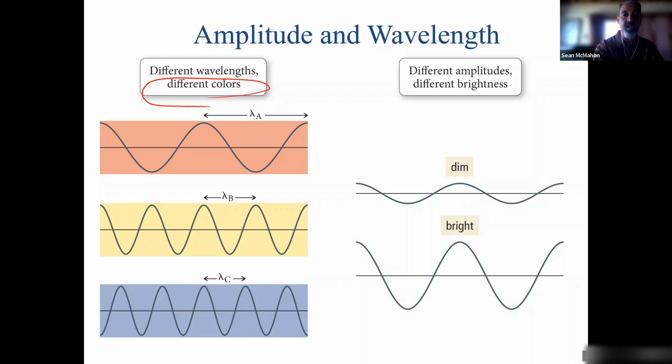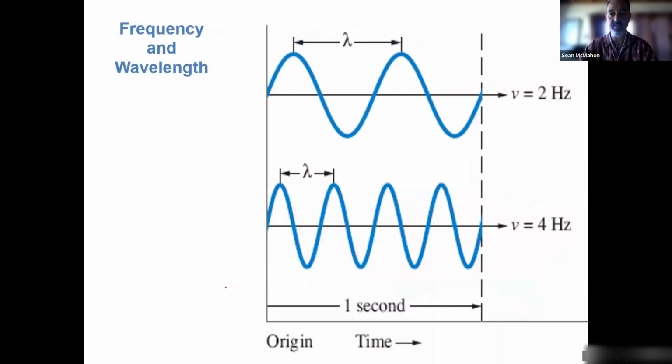The color is related to the wavelength. So we see here for this particular longer wavelength, we see red light. For a little bit of a shorter wavelength, we're seeing yellow. And if it gets even shorter, we see blue. So the shorter the wavelength, the more it goes blue. The longer, the more it goes red. So wavelength determines the color.